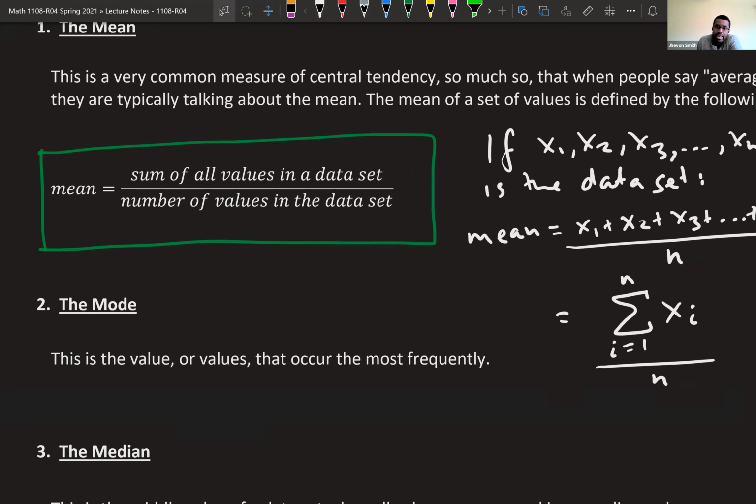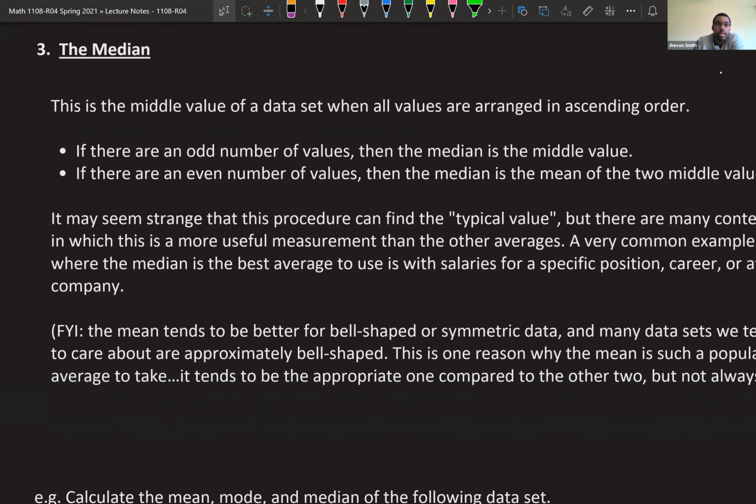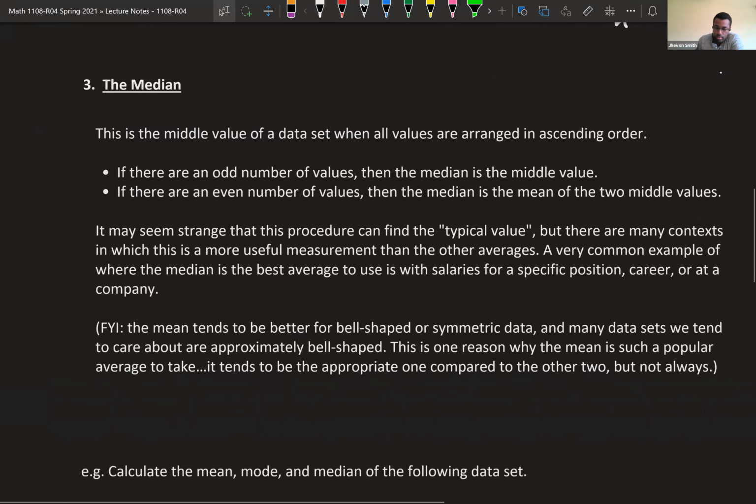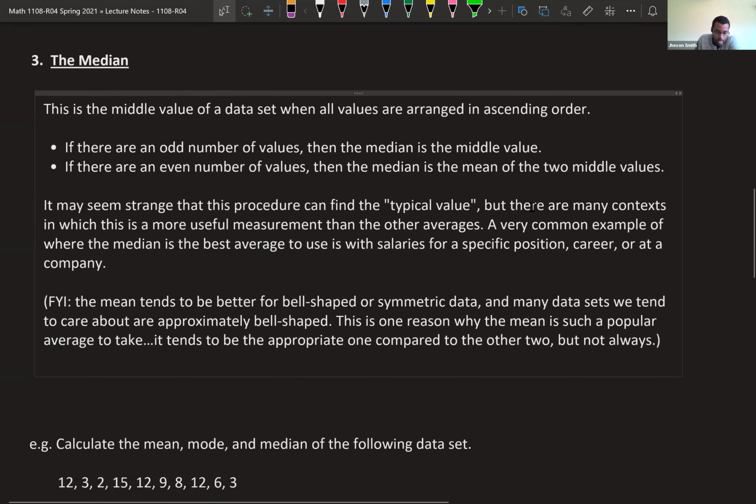The mode is just the guy that shows up most frequently. The median is the middle value. So we saw that if we had an even number of values, the median is going to be the mean average of the two middle values, which is you add them together and divide by 2. If you have an odd number of data points, there's going to be a value exactly in the middle, and you just pick that.